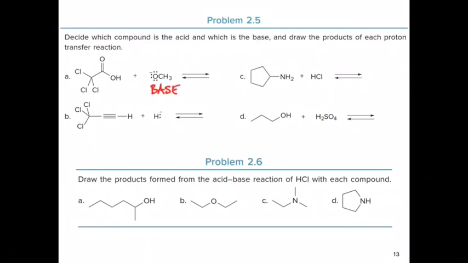And then the other one will be the acid. All right, and then it says draw the products of each proton transfer reaction. And so this hydrogen right here that's bonded to this oxygen will come off, and it will form a bond with this oxygen right here, which is the basic site. And so the product looks something like this.